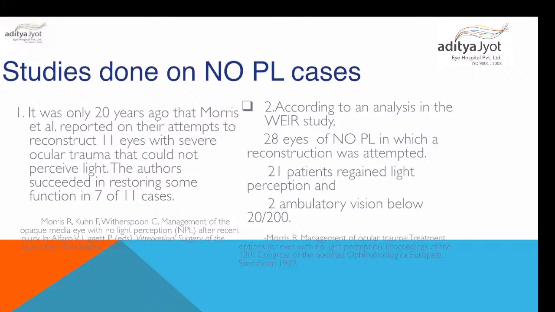The other is ambulatory vision, where the patient has 20/200. That means he can go to the toilet, he can see his own plate and eat his food. Otherwise there is no joy, you have to feel and take it.